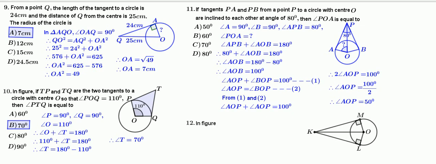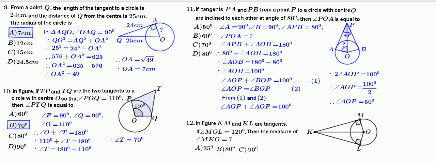Problem 12. In the figure, KM and KL are tangents. If angle MOL equal to 120 degrees, then the measure of angle MKO is equal to question mark. Option A 35 degrees, option B 80 degrees, option C 90 degrees, option D 30 degrees. I will give you this problem for homework.